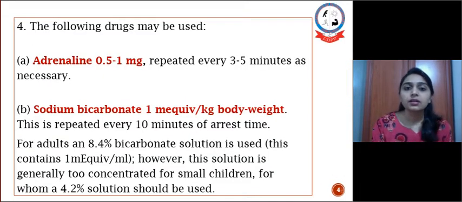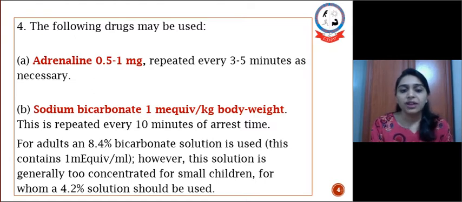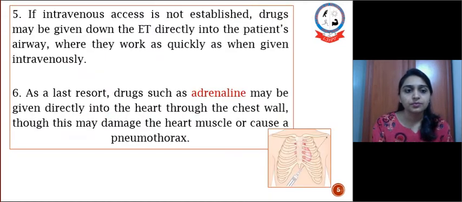Next, these are the drugs we can use in an emergency situation. First is adrenaline 0.5 to 1 milligram repeated every 3 to 5 minutes as necessary, and second is sodium bicarbonate, which is given 1 milliequivalent per kg body weight. This is repeated every 10 minutes of arrest time. For adults and children, there are different amounts of solutions to be given, so that should be taken into consideration.